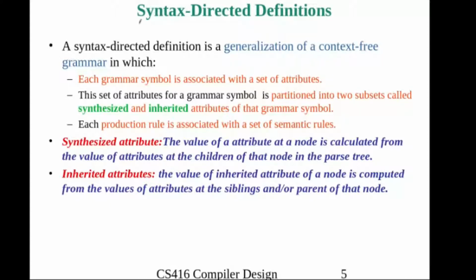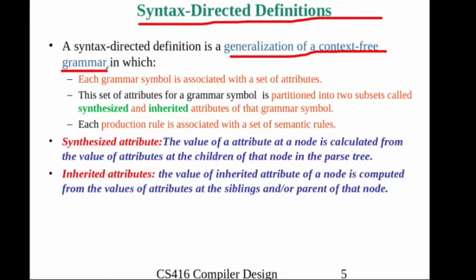So syntax directed translation is a generalization of a context-free grammar. It is nothing but a context-free grammar itself, and we are adding some more things on the context-free grammar, which is not present and which is not required while doing syntax analysis. But while doing semantic analysis, this type of extra thing is required. What is that generalization? Let us say a grammar symbol is associated with a set of attributes. So grammar symbol is associated with attributes, so we identify the attributes of the grammar symbol.